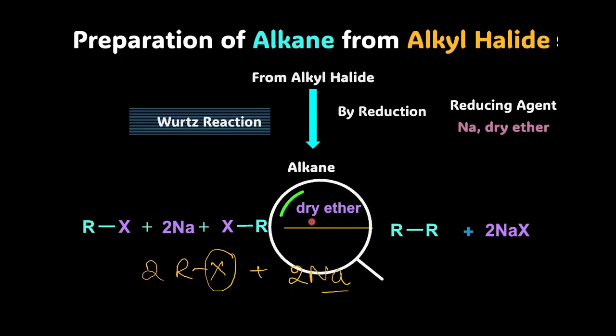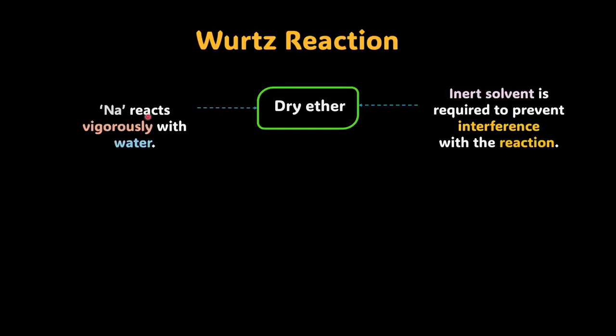So the reason why we use dry ether is, number one, this sodium reacts vigorously with water. So even if there is a little drop of water, oh my God, that is going to be dangerous. We do not want a blast in our labs, right? So yes, we make use of dry ether. So dry ether helps in providing an inert environment. It's an inert solvent which prevents interference with the reaction.